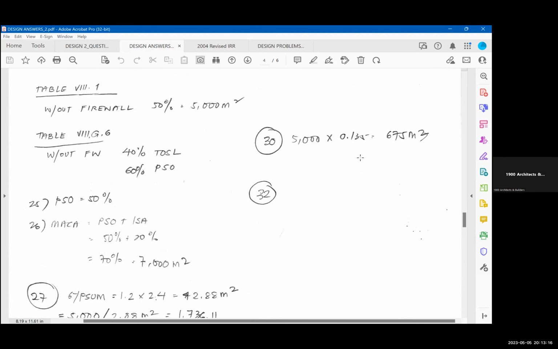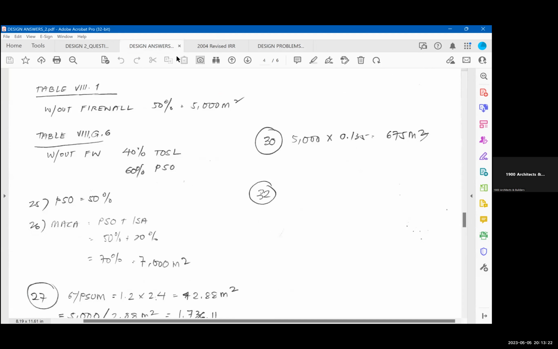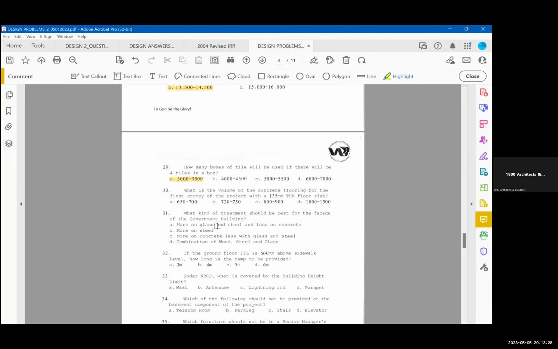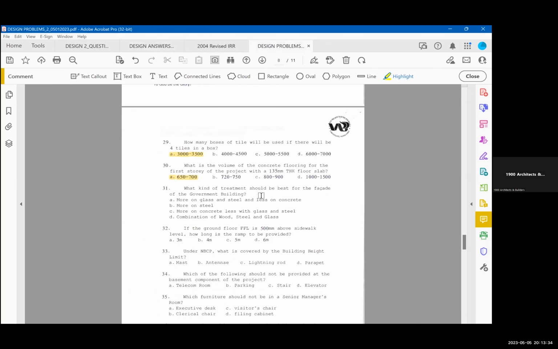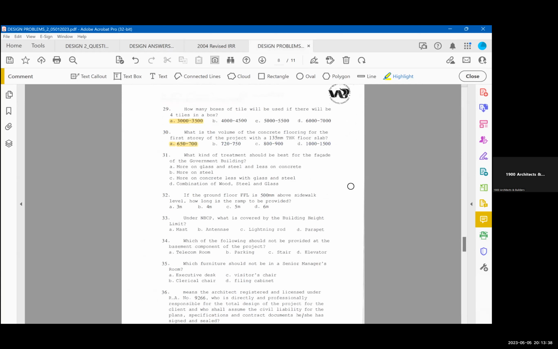So, from the 5,000, itatimes lang natin yun dun sa thickness na binigay. So, it's equal to 675 cubic meter. So it's letter A. It's between 650 to 700. Okay, number 31.